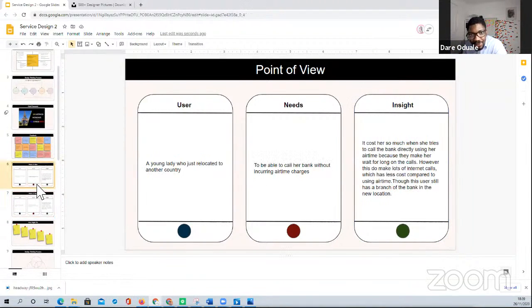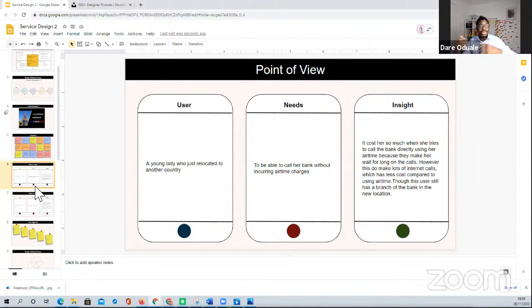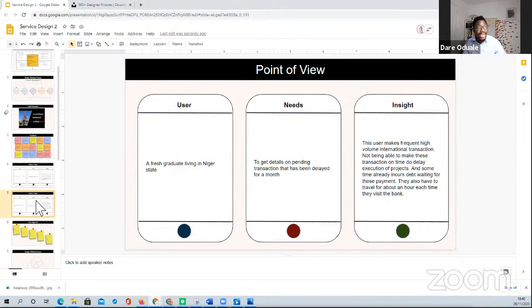So anyway, we've captured two problems here now that I'm talking about. One is, I want to be able to call my bank without incurring airtime charges. And two, I want to be able to get details on pending transactions. And the truth is that what I need is not even getting details on pending international transactions. What this person really needs is for the international transaction to be processed faster. Do you understand?